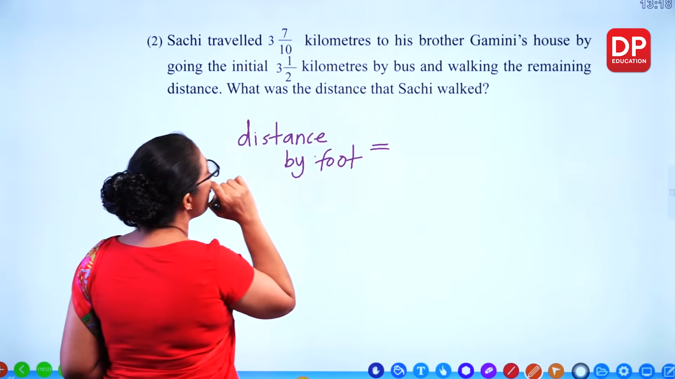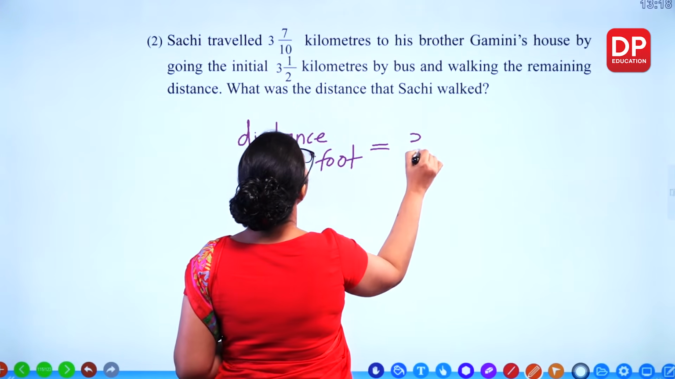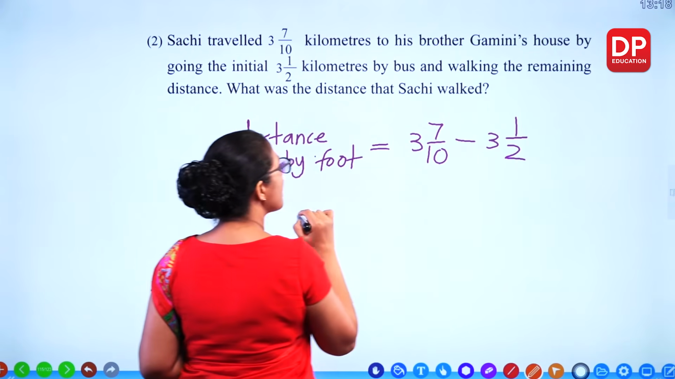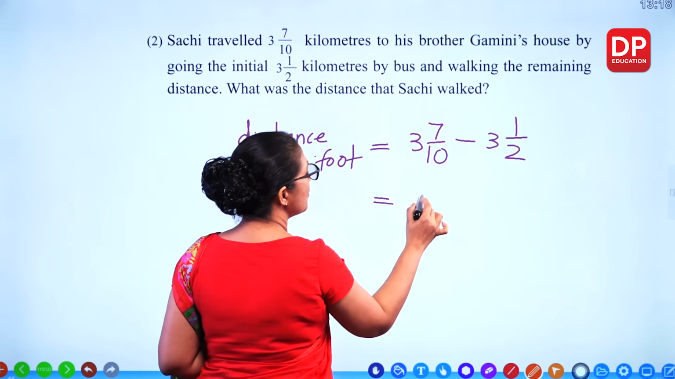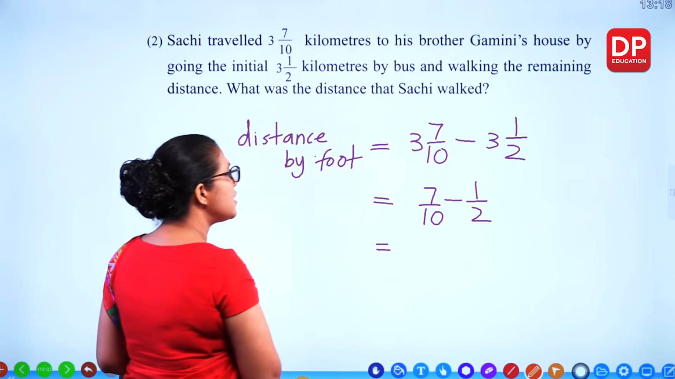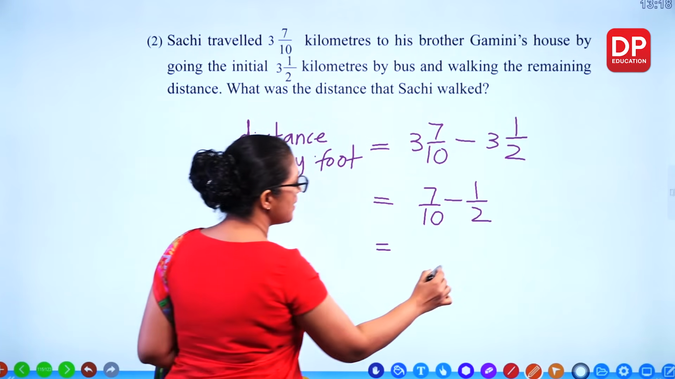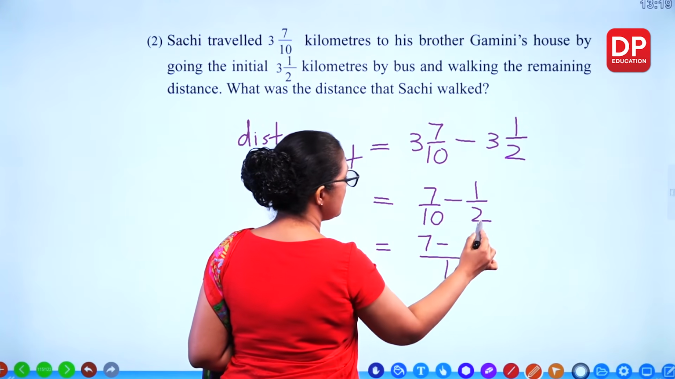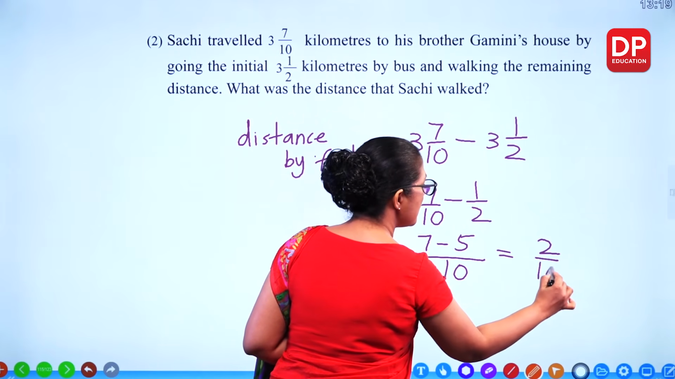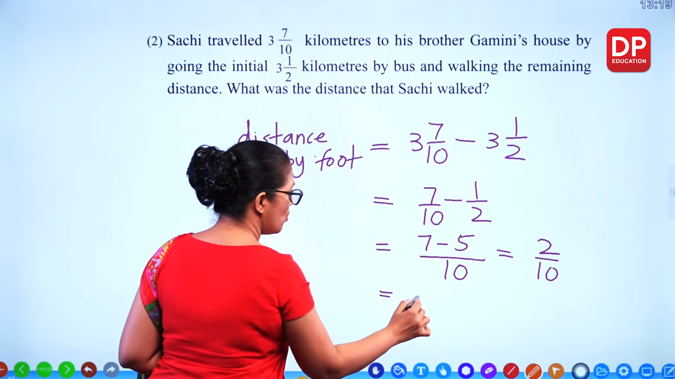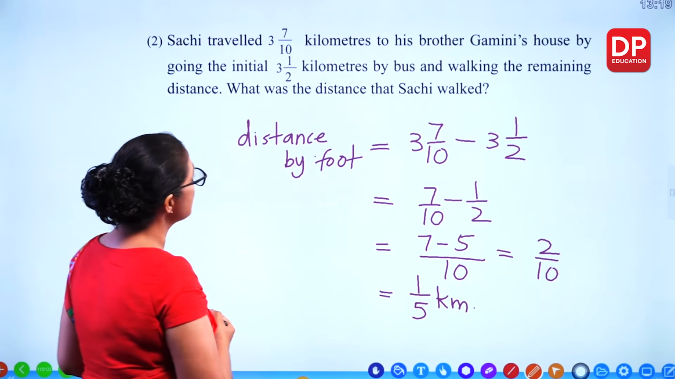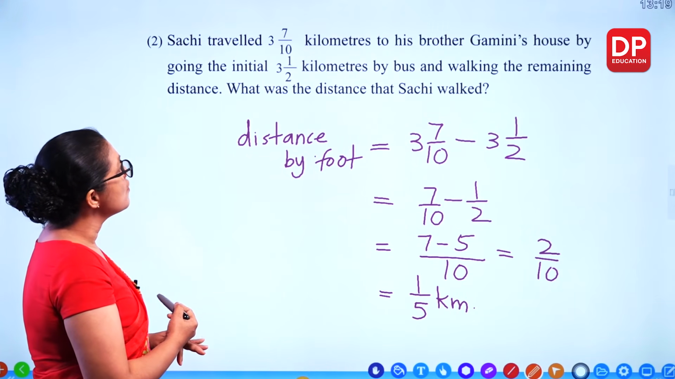That means she walked this distance. 3 and 7 over 10 is the total. And 3.5 you have to subtract. 3 minus 3, 0. So 7 over 10 minus half. What's the common denominator of 10 and 2? That's 10. So this one is 5 times 1, 5. 7 minus 5, that's 2 over 10. When you simplify, divide by 2, you get 1 over 5. So 1 over 5 kilometers she travelled by foot.